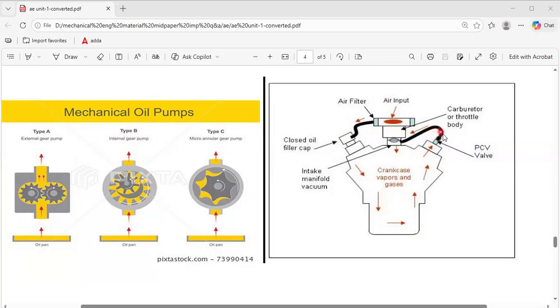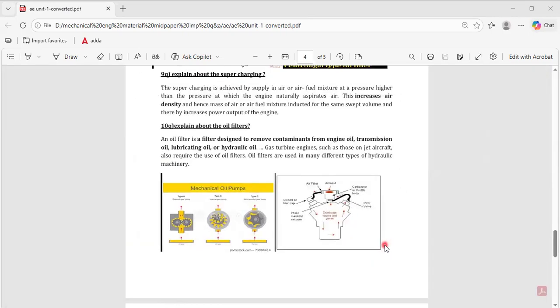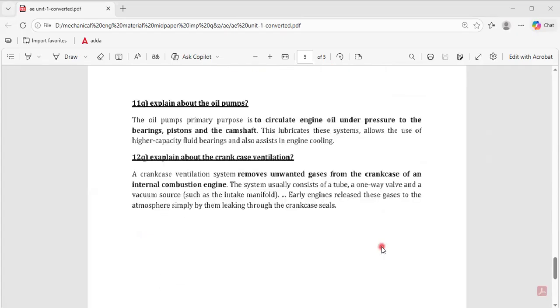It goes through the total body and again goes to the crankcase. This is the case at the bottom. Oil is stored in this crankcase. The liquid will go up and cool all the sections and come back down here. So that is the main definition here.